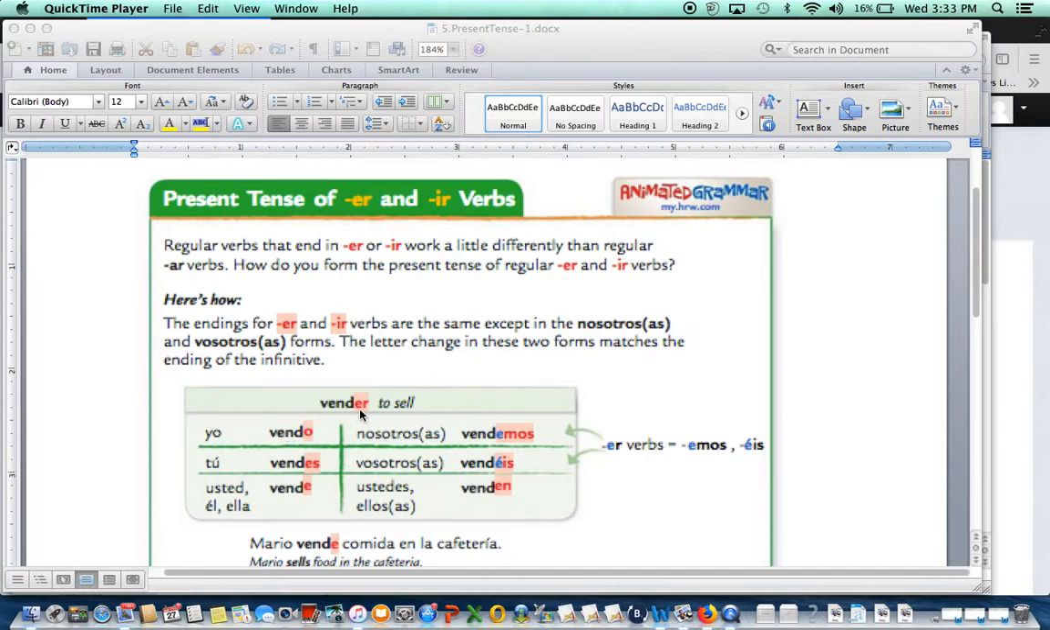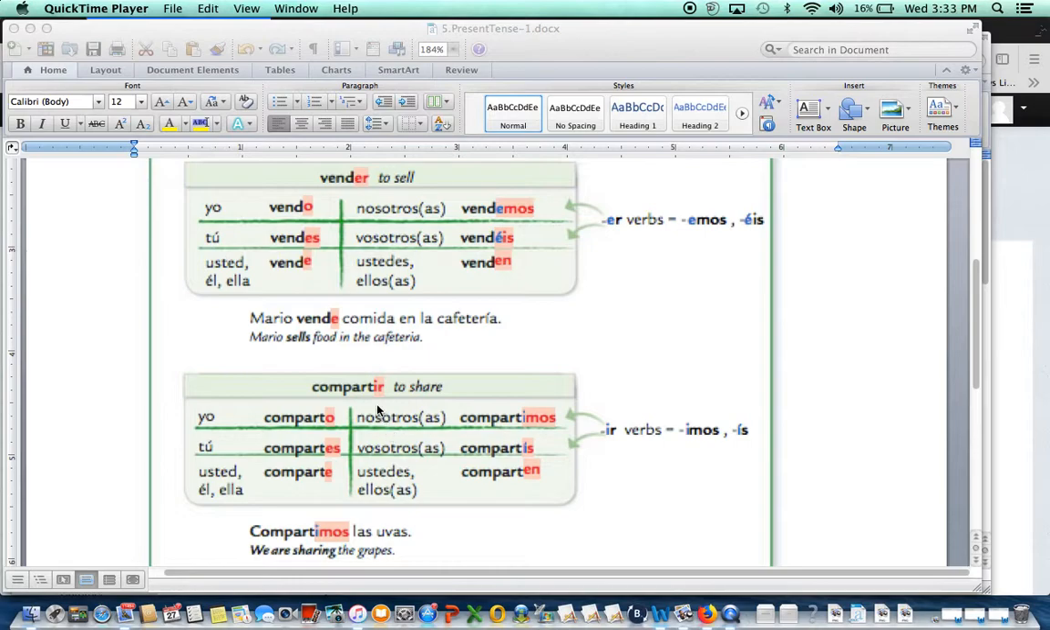Okay, so for example, all the verbs that end in ER, if yo is the one who's doing the action, you're going to drop the ending and add O. If tú is doing the action, you drop the ending and you are going to add ES, and then the él form E, and then nosotros emos, and then ustedes en. And look for the IR verb. All right, so it's O, S, E, imos, and N. You see how this one is different than this one?